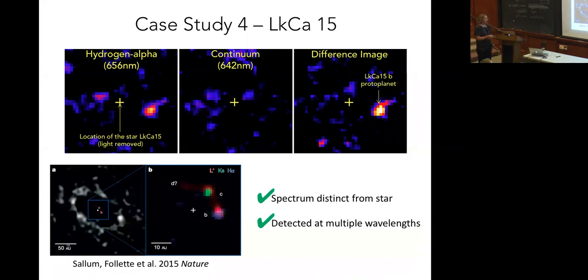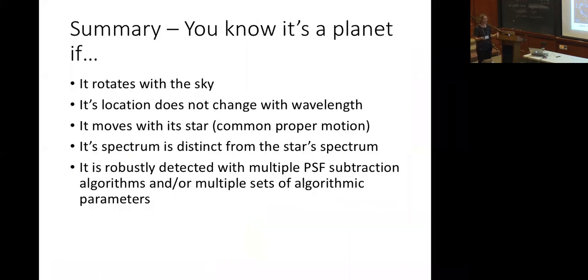So I just sort of cherry-picked a few positive and negative examples of things that were or weren't planets. We could talk about this all day. I hope you guys have some questions. I just want to leave you with a summary of how you know it's a planet in the context of direct imaging.